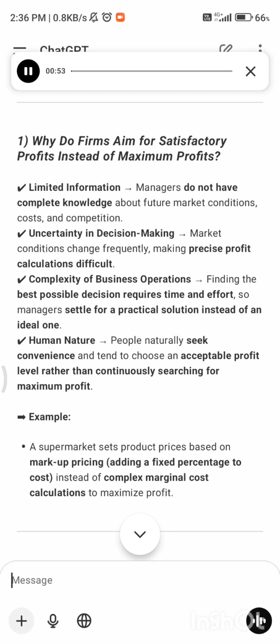Human nature. People naturally seek convenience and tend to choose an acceptable profit level rather than continuously searching for maximum profit. Example: a supermarket sets product prices based on markup pricing, adding a fixed percentage to cost instead of complex marginal cost calculations to maximize profit.